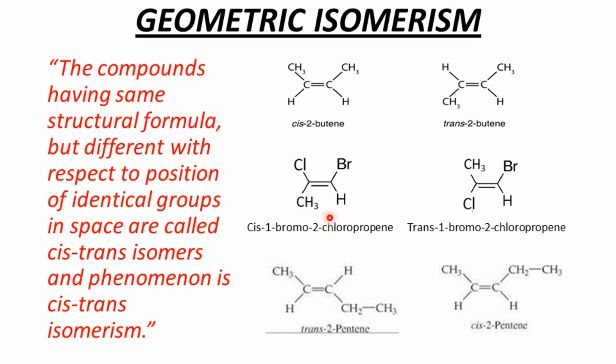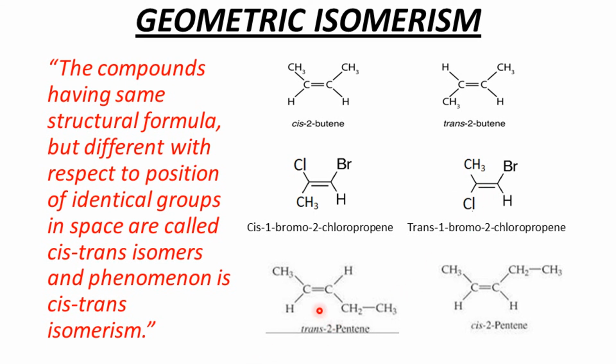Now this is another example. What is this? 1, 2 and 3. It is propane, or due to the double bond it is propene. At position 1 we have a bromo group, and at position 2 we have a chloro group. So this is 1-bromo-2-chloropropene. Now you will see that the halogens, bromine and chlorine, are present on the same side of the double bond, so these are called a cis compound. And here you will see that bromine and chlorine are present on opposite sides of the double bond, so they are called a trans compound.